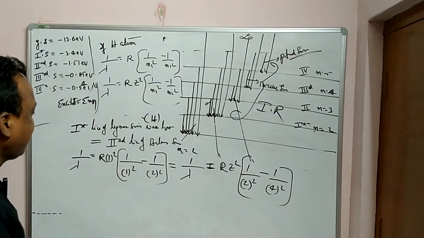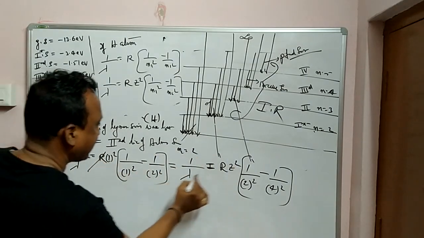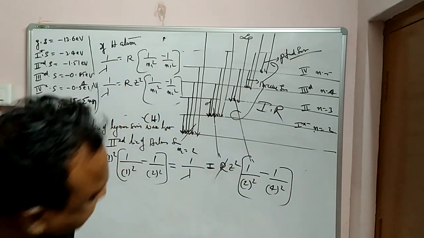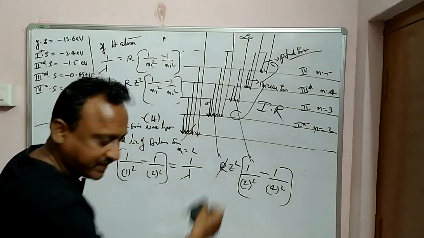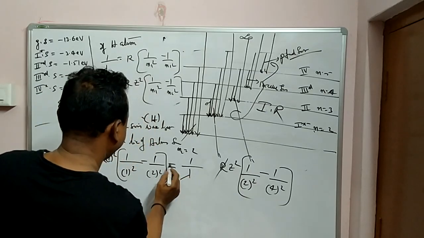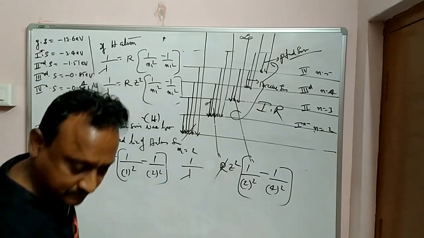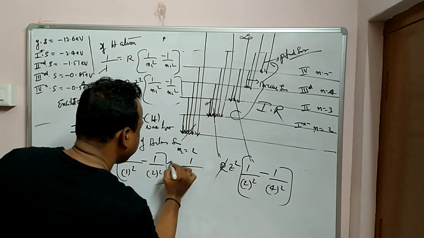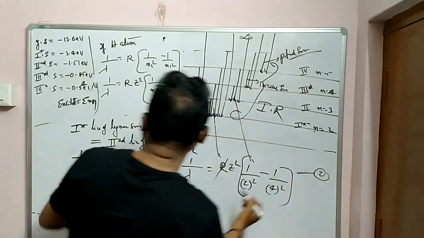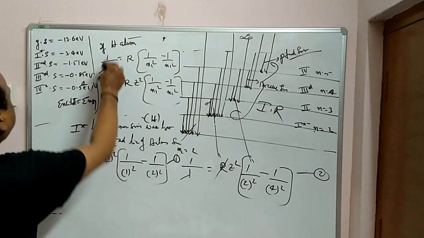So like this you can equalize. When you equate both of these wavelengths, R gets cancelled. You can find the atomic number of that unknown element. Do you understand? This is one equation, and this is another equation. According to the question, both are equal.